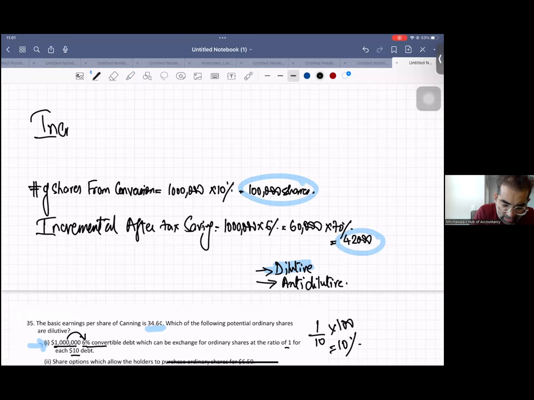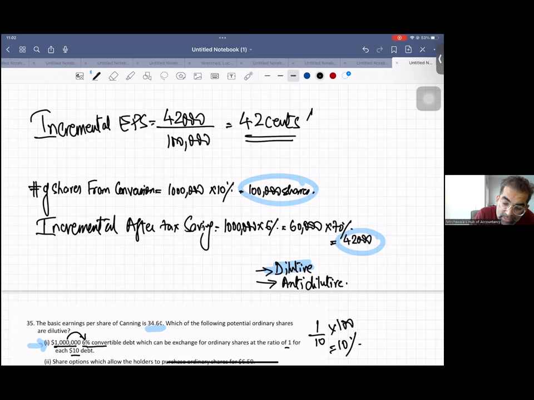Let's calculate the incremental EPS of this transaction. What is the profit? The profit is 42,000 and shares are 100,000. So this is 42 cents per share, my dear student.